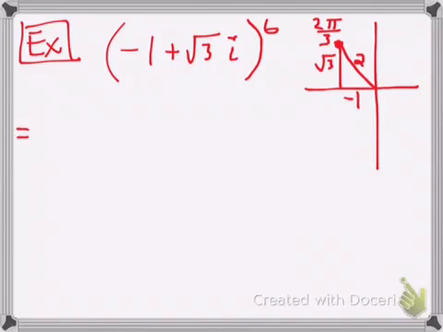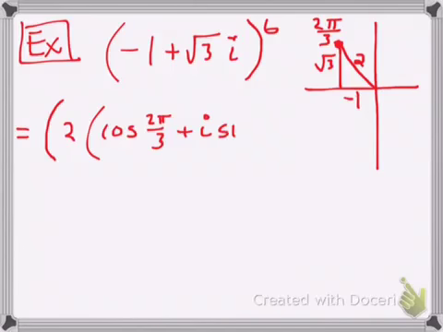And we're raising this to the 6th power. My magnitude is 2. Cosine of 2 pi over 3, plus I, sine of 2 pi over 3. And we're raising that to the 6th power.